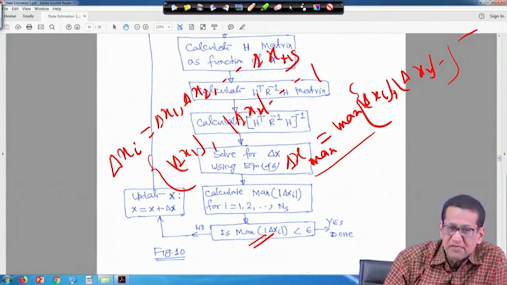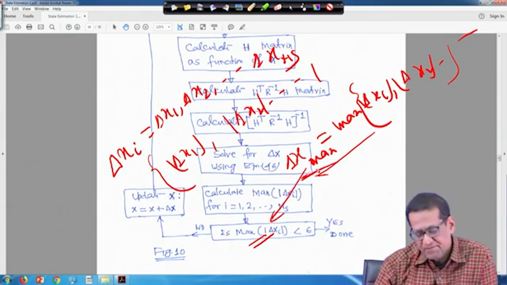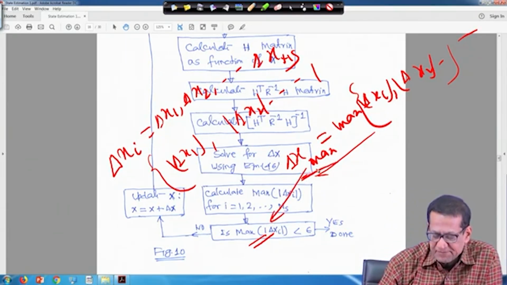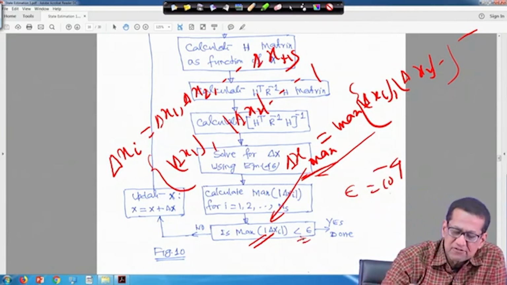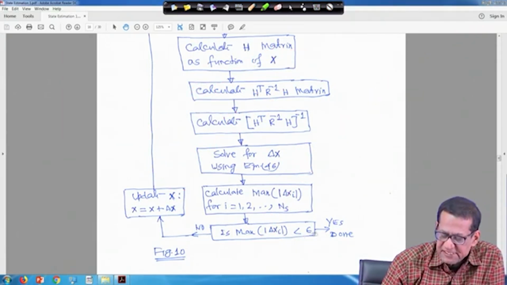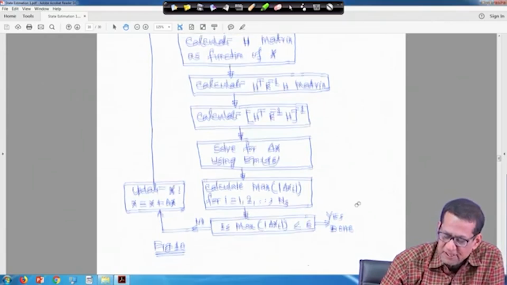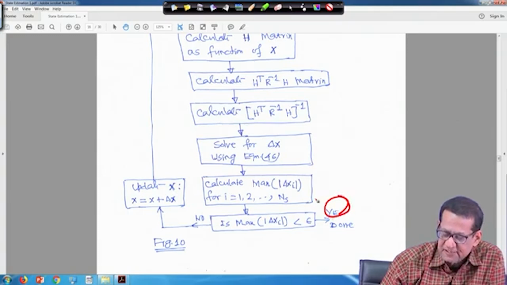And if that max value, max of delta x i, which is delta x max, is less than epsilon, you specify epsilon, for example, say 10 to the power minus 4. If it is less than epsilon, your solution has converged, right. That means if it is less than epsilon, yes, then the solution has converged, and that is done.